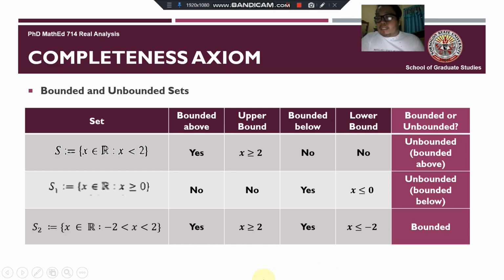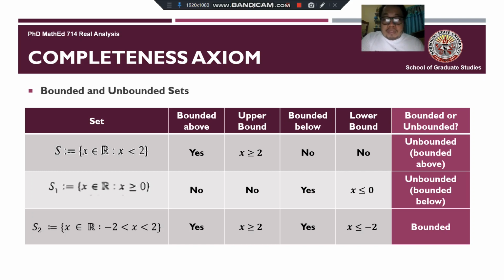Now let's have S sub 2, which is said to be bounded. With that, it satisfies both conditions of being bounded above and bounded below. Let's have first the given set, that is the set of all x such that x is an element of the set of real numbers. We have here a continued inequality, in which x is greater than negative 2 but less than positive 2.